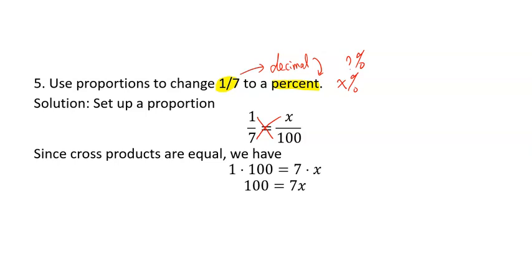So we can divide both sides by 7 to get rid of the 7, since this is multiplication. Now we just have to figure out what 100 divided by 7 is. So let's do long division, 100 divided by 7.